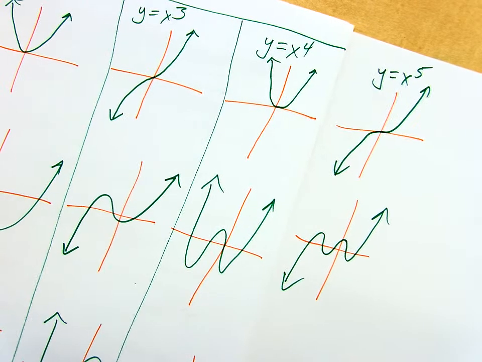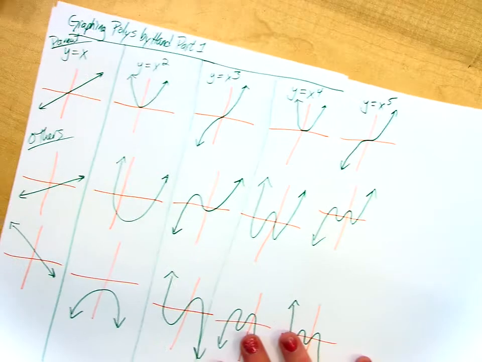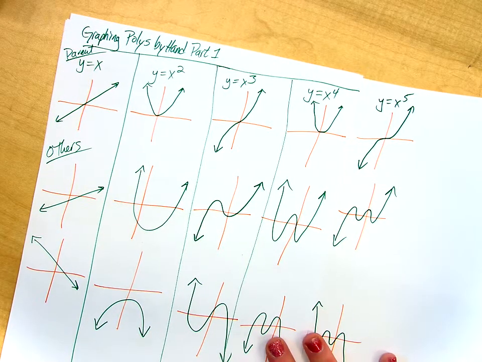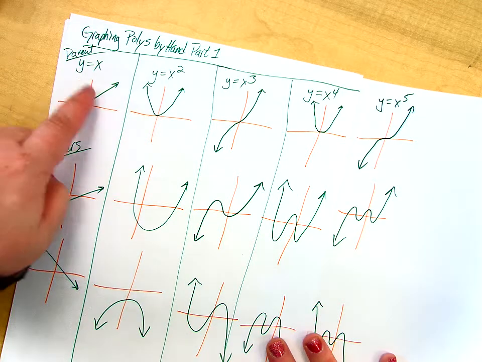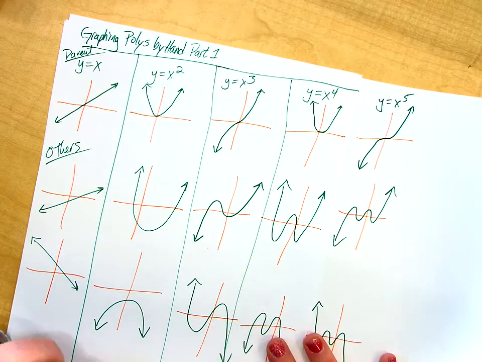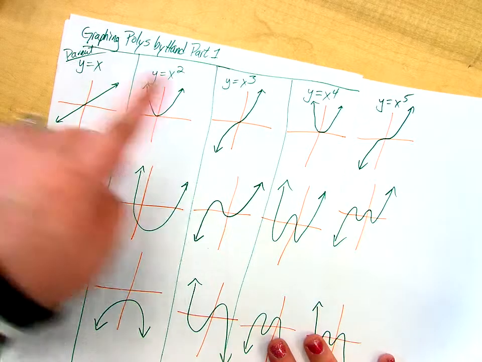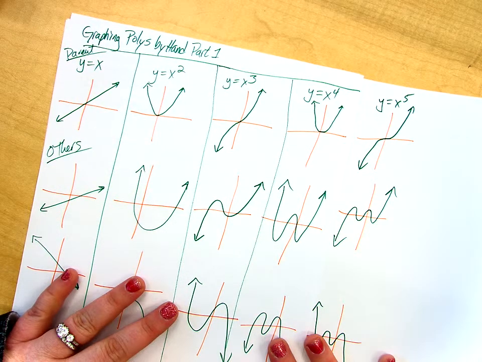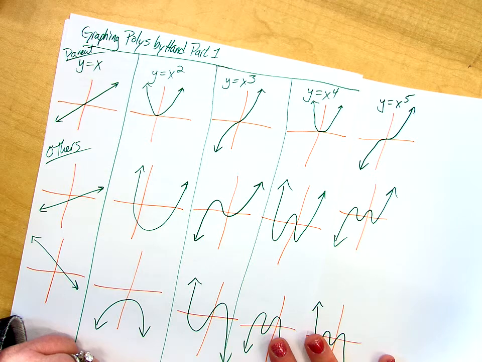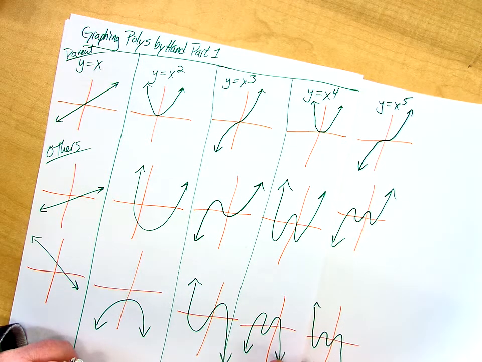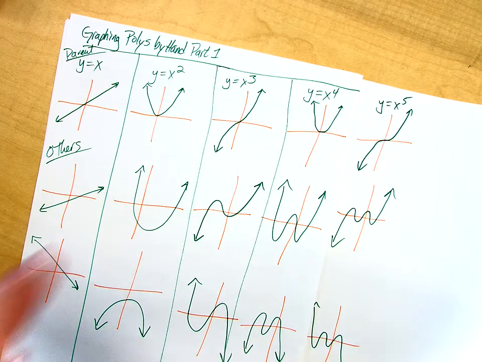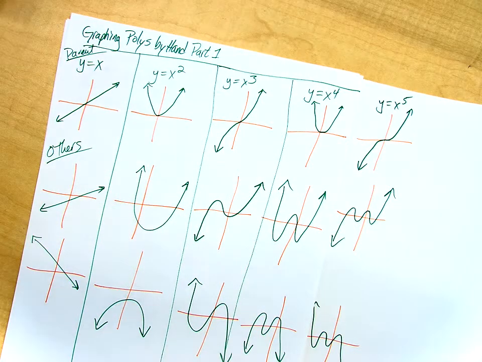Let's see if I can zoom out and get all of these in at once. What do you notice about this graph and this graph? Anything? What do these three have in common? Okay, let me ask this question instead. What do these two have in common? Okay, let me tell you the answer I'm looking for, and then we'll try.